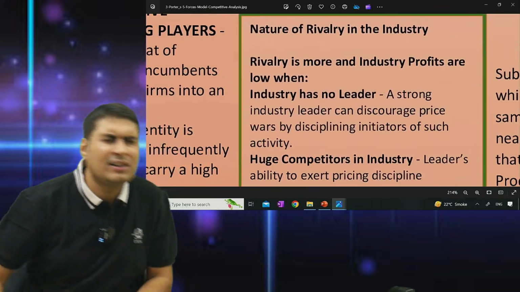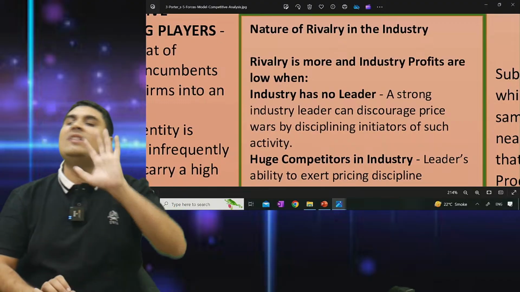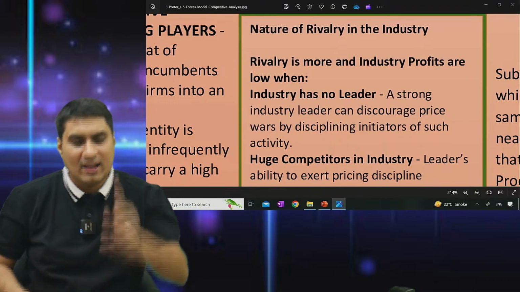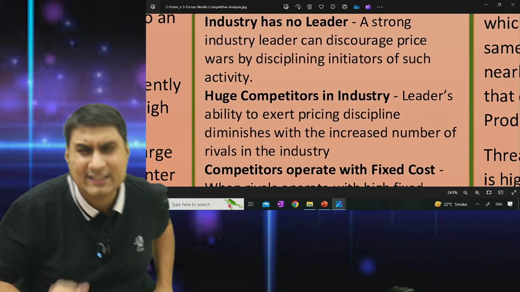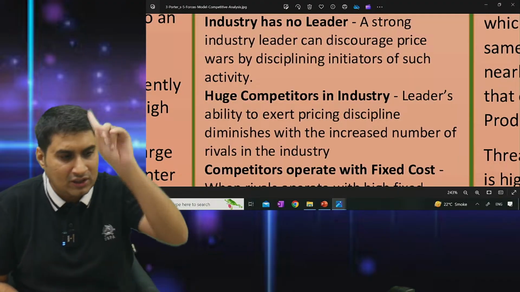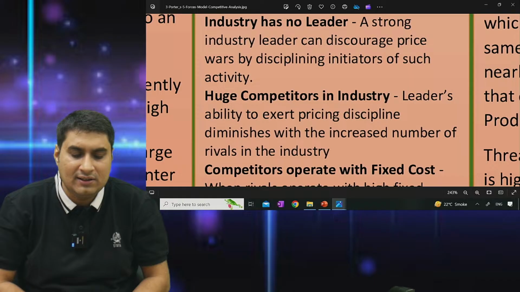So tell me, rivalry is more in 6 situations, but we will remember 3. The rest we will easily remember. So here we have to remember 3 jodis, 3 couples. Couple number 1: when is rivalry more? When industry has no leader, means it has a lot of competitors. First point done. Learn till here.